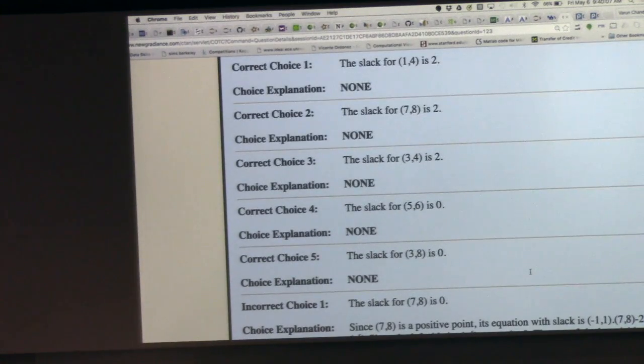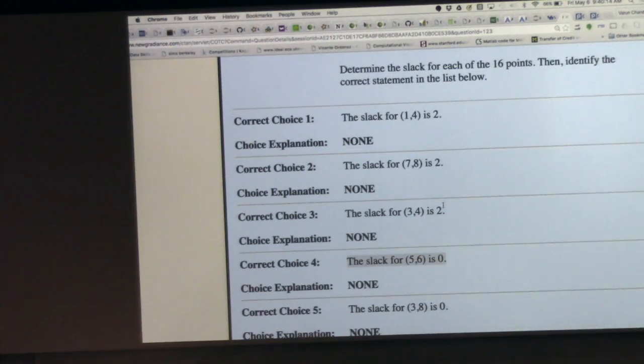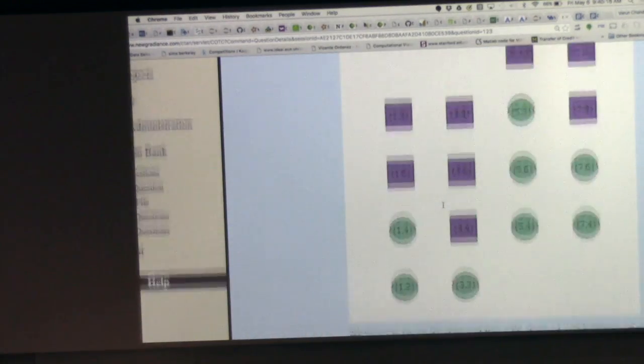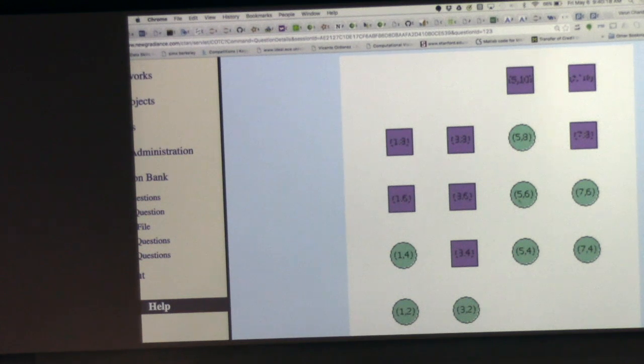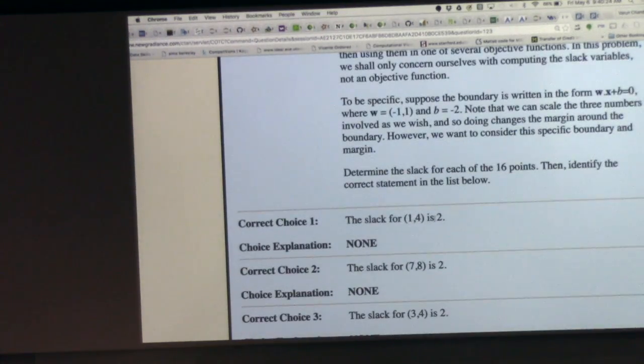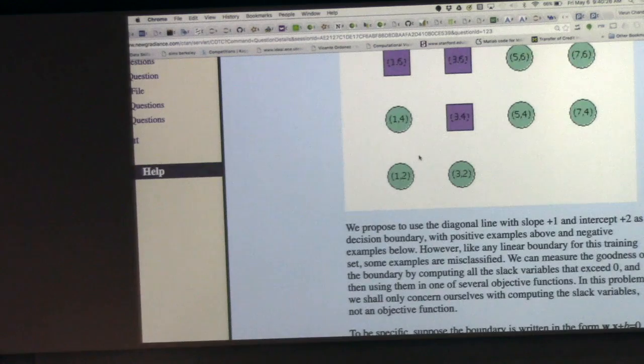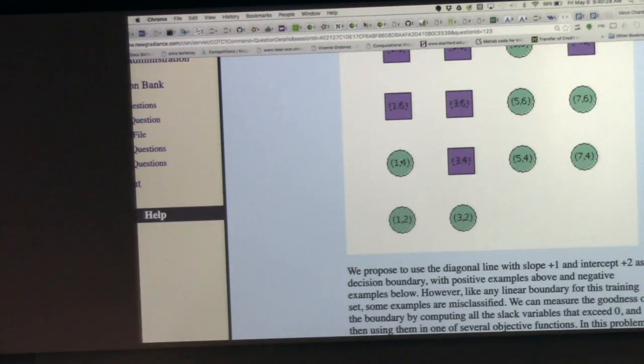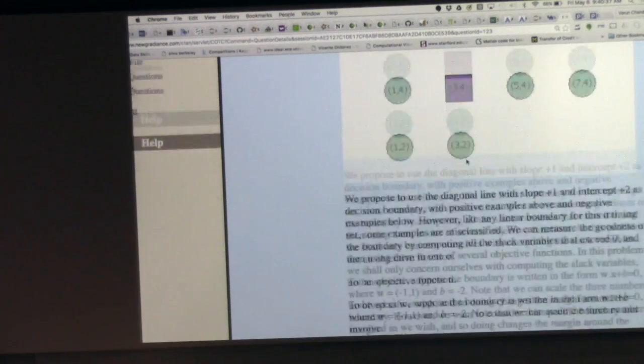All right. So for example, here it says the slack for the correct answer is: slack for 5,6 is 0, because if you had drawn the line here, you would have seen that 5,6 is on the right side of the margin. So no issue there. But the slack for, let's say, 1,4 is 2, which means that this point would be on the wrong side of the margin, and you could compute how much the slack is. The reason they are on the grid is because that makes computing all those slacks very easy.